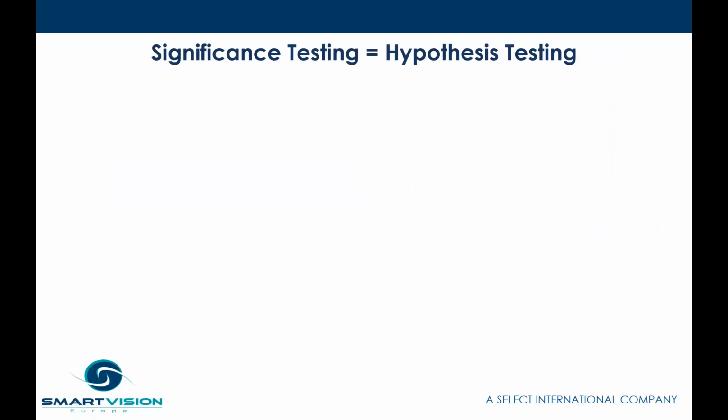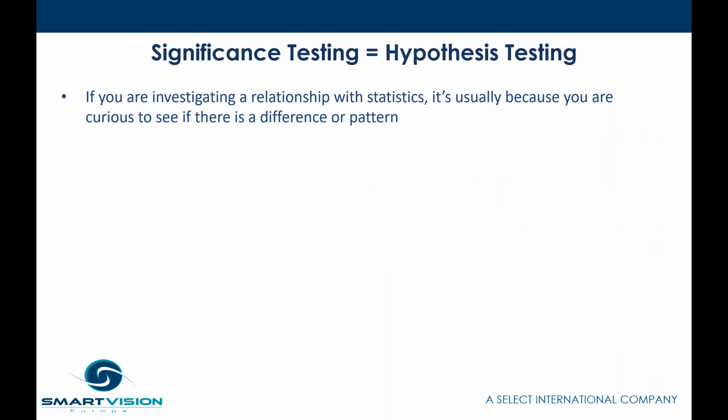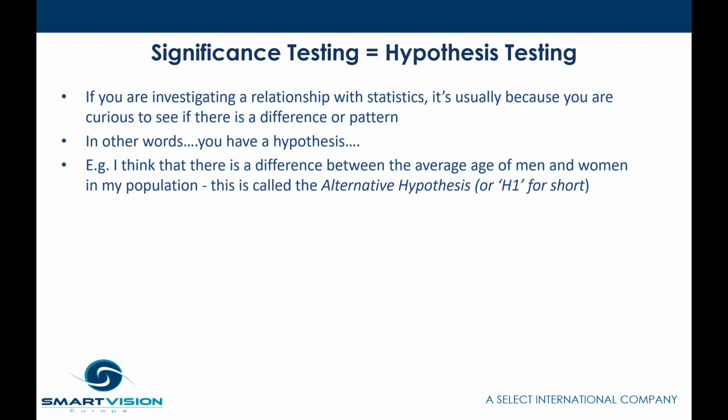So this leads us to what's called hypothesis testing. If you're investigating a relationship with statistics, in our example here, the differences between men and women's ages, let's say, in a given population, it's usually because you're curious to see if there's a difference or a pattern. In other words, you have a hunch or a hypothesis. Okay, I think that there's a difference between the average age of men and women in my population. If I say that, that's called my alternative hypothesis, and it's often labeled H1.